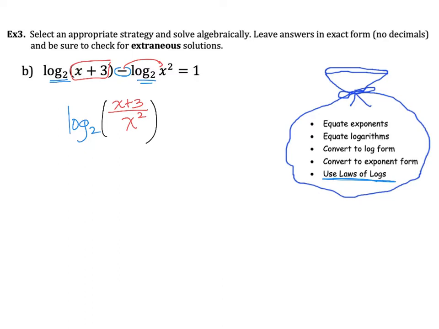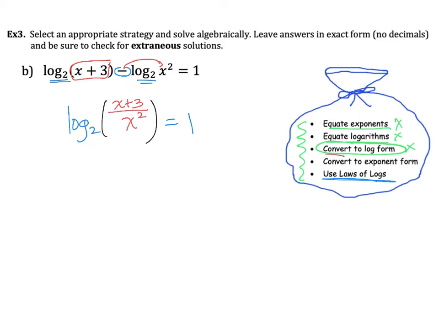So this is what I end up having. Log base 2, now I can compress, and I get x plus 3 divided by x squared, and that equals 1. Now I'm stuck. Well, I am in logarithmic form, so let's look over here at this list. Can I equate exponents? No, there's no exponential form here. Can I equate logarithms? No, there's no log something equals some log. Can I convert to log form? No, it's in log form.